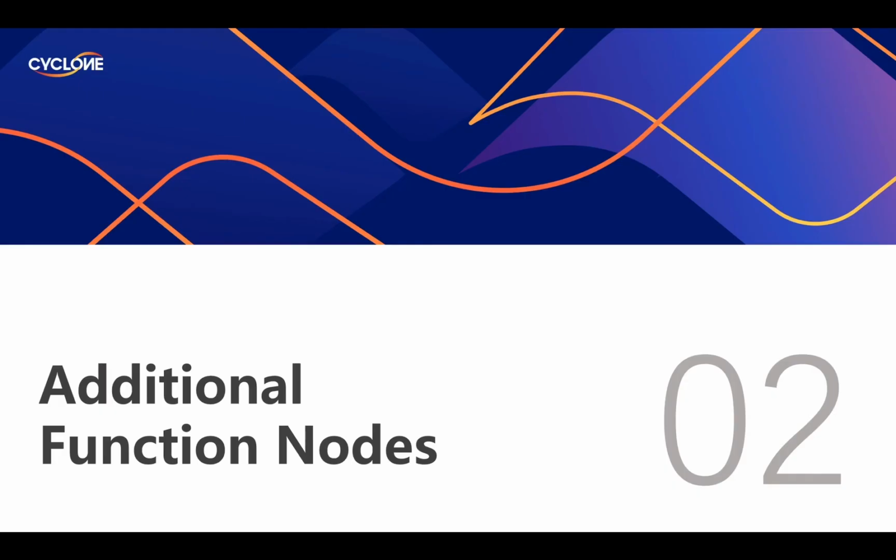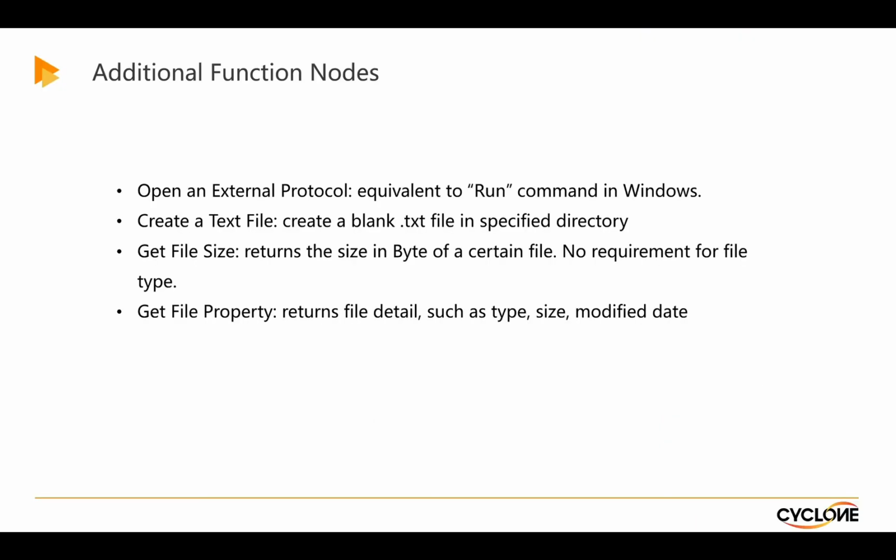Next, let's have a look at some other nodes in file and folder operations. Open an external protocol node is equivalent to run command in Windows, which can be used to execute applications or other supported files. Create a text file will create a txt file in the specified directory. Get file size and get file property can return the detailed information of a specific file. When operations such as downloading and uploading fail, it is sometimes necessary to check the size or other properties of the file to help fix the issue.